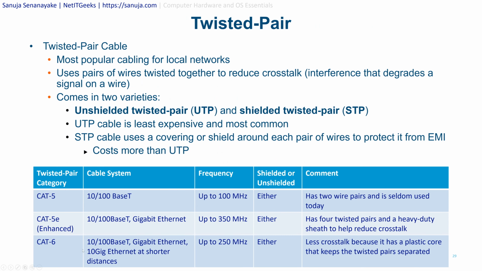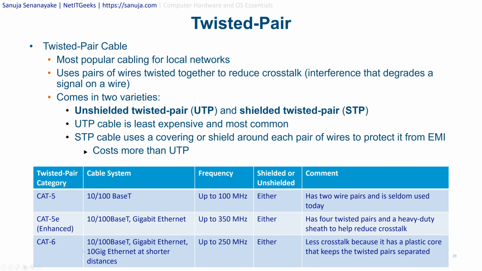That supports up to 250 megahertz frequency, and again it can be shielded or unshielded, and again it provides further reduction in crosstalk because it has a plastic core that keeps the twisted pairs separated. So if you look at a Cat6 cable, it has a plastic core separating each twisted pair cable. So two twisted pair cables each are separated now with the plastic core in the center.